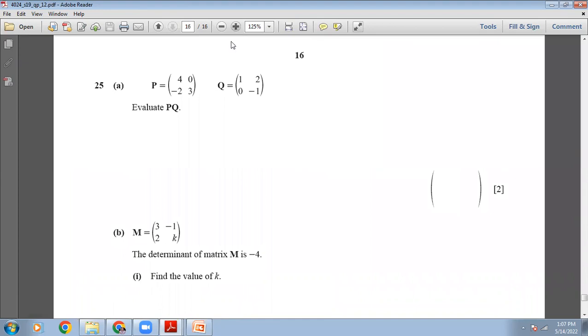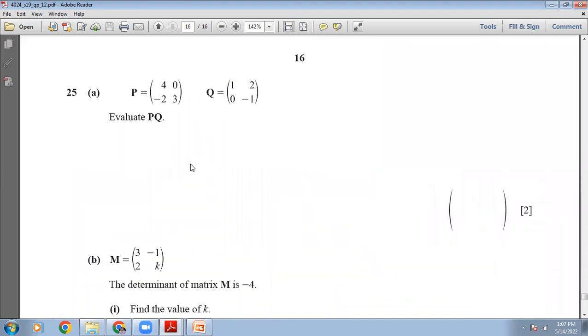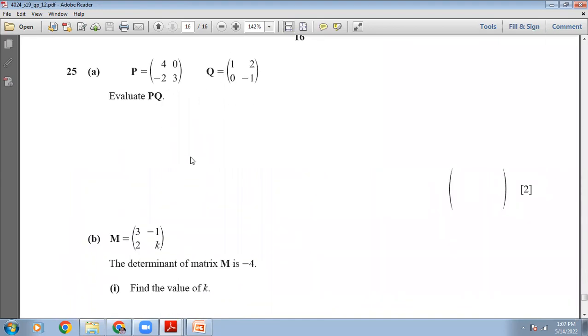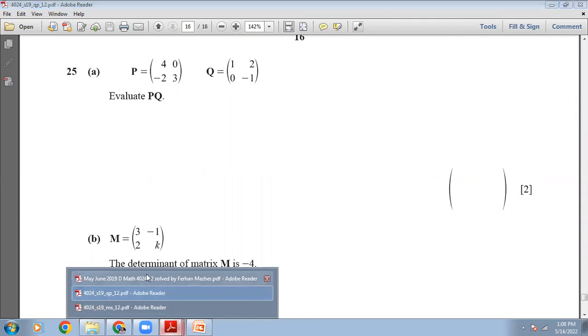Okay, so we are going to the last question, question number 25. He says P is equal to this, Q is equal to this. Evaluate PQ. Two matrices are given and you have to multiply them with each other. So they want you to find the product of these two matrices.